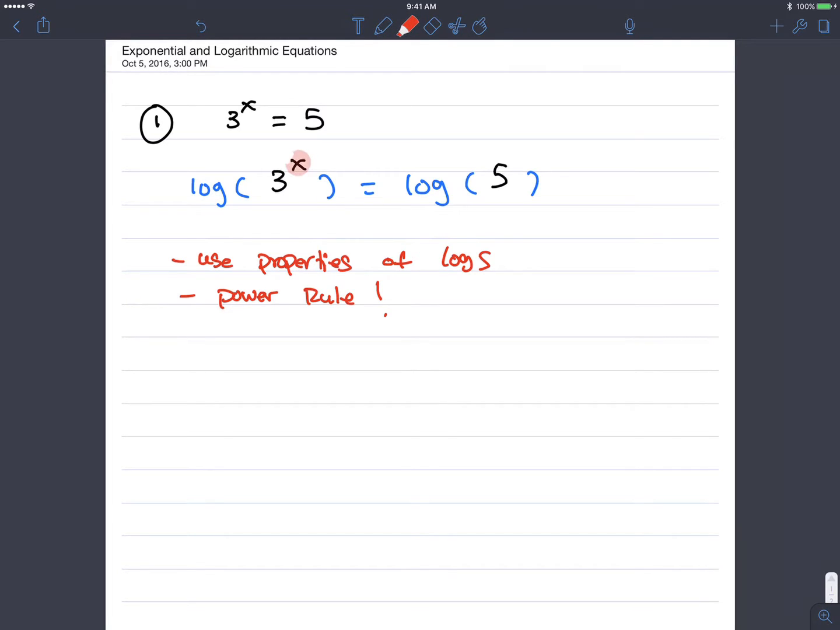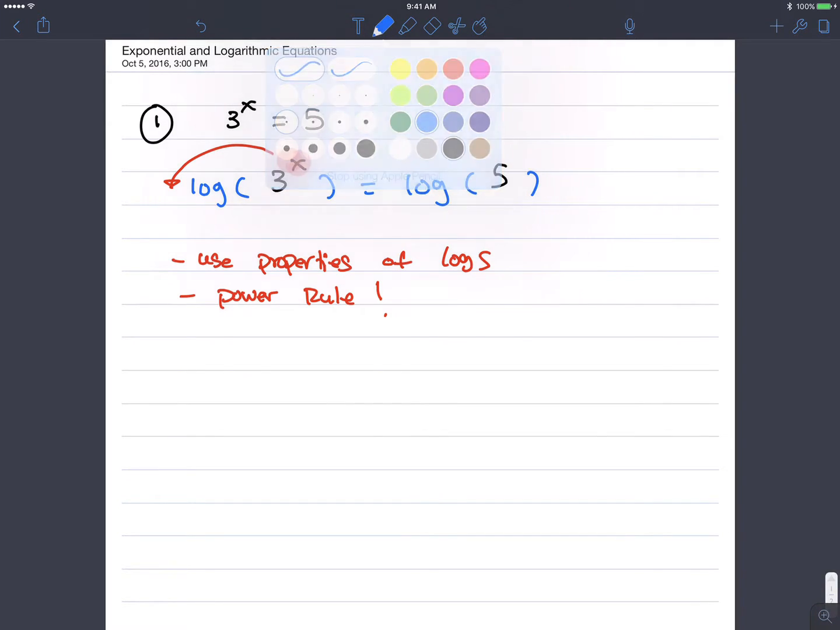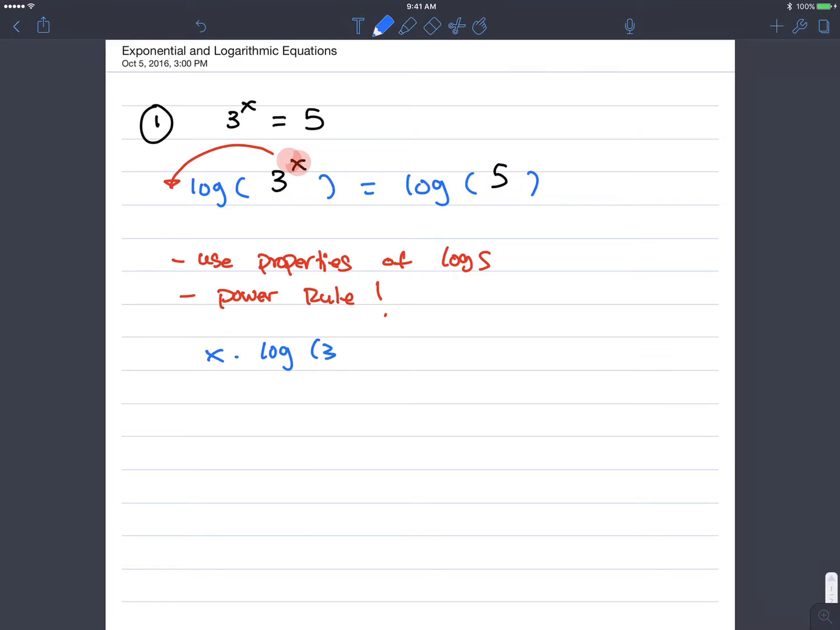The power rule works like this. If you have a base to a power, then you're free to pull out that power and put it in front of your log. What you end up with here will be x times log of 3 equals log of 5. The x here is pulled out and we have it right there.